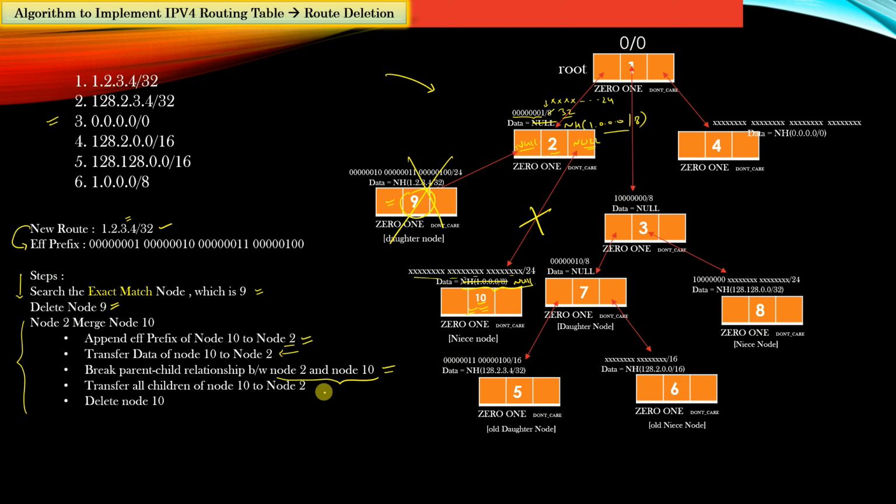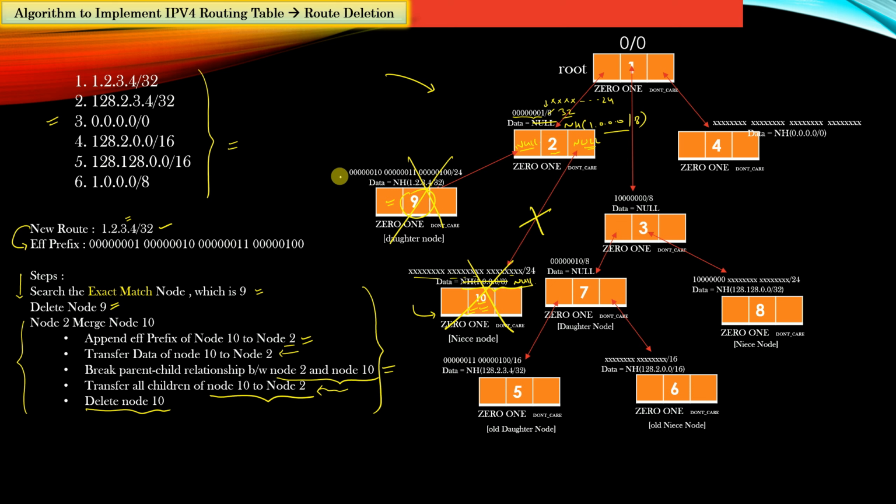The next step says to transfer all the children of the node 10 to the node 2. In this case the node 10 is a leaf node, it does not have any children, therefore there will be no transfer of any children of the node 10 to the node 2. But if node 10 had any children, then they would have been moved as children to the node 2. And finally, delete the node 10 as well. It will take you a couple of times of practice to actually exercise this route deletion algorithm. So don't worry, we will delete all these routes one by one from this mTry data structure.